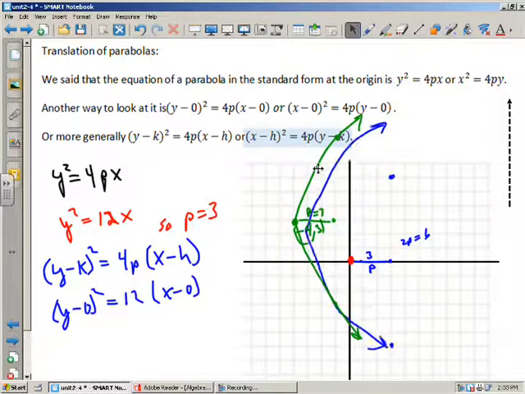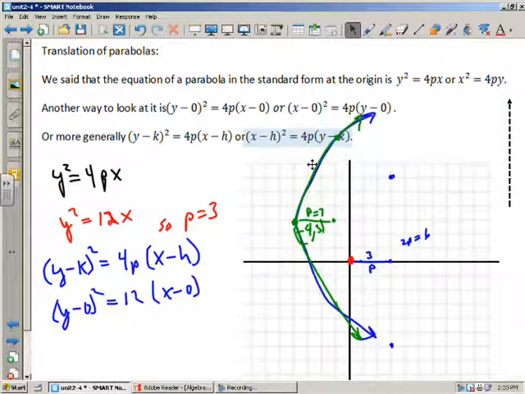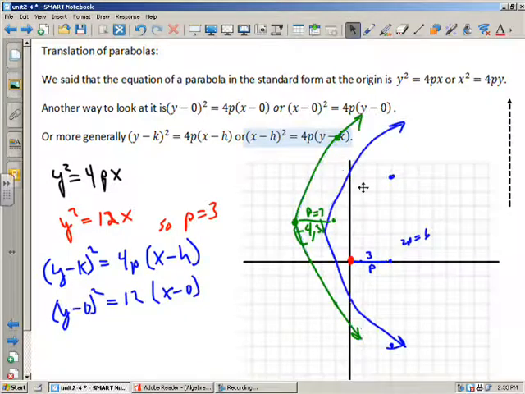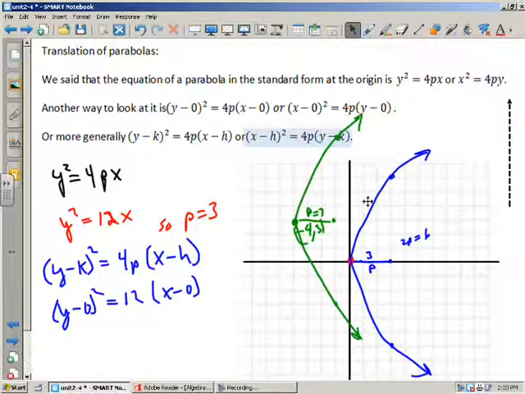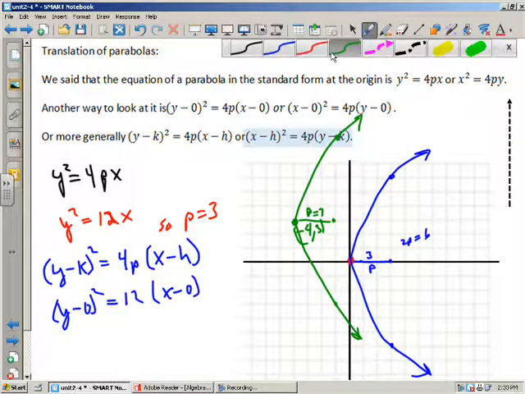Is this going to cooperate? Yep, see, roughly the same. I don't pretend to be the greatest artist, but whatever. But here's my point. Let's write the equation of this new parabola, which is in green.